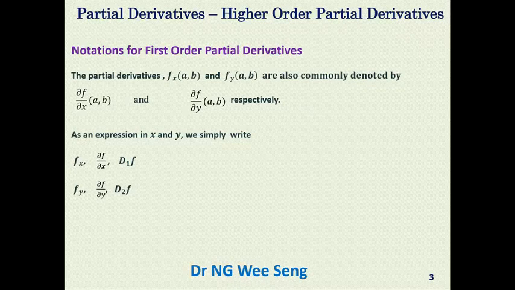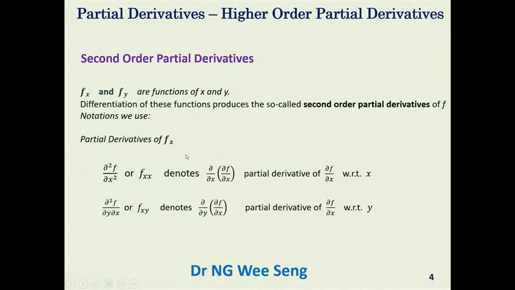What we are going to do in this video is to differentiate the first order partial derivatives of a function of two variables, say x and y, with respect to x and y again. It makes sense to do this because these two first order partial derivatives are themselves functions of x and y. And differentiating them will produce what we call second order partial derivatives. Obviously, there are four of them.